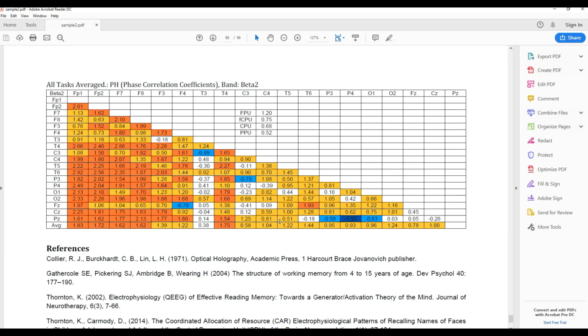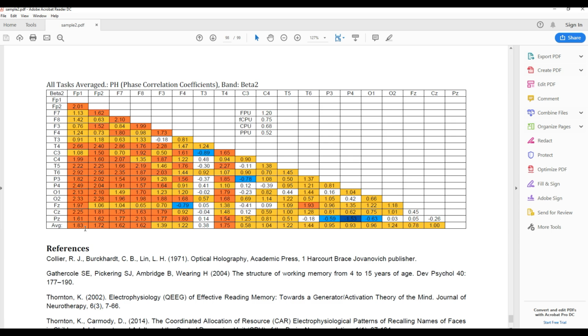So take a look at this example. I'm going to point out a few things to you. This is phase beta 2. On the bottom row here, you'll see the average standard deviation emanating from FP1 to all the other locations. In this particular instance, it's 1.83 standard deviations on average. And you can go along that bottom row and see what the average standard deviation is.